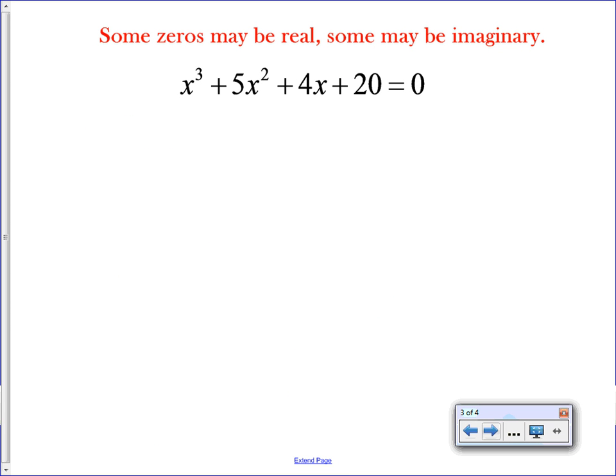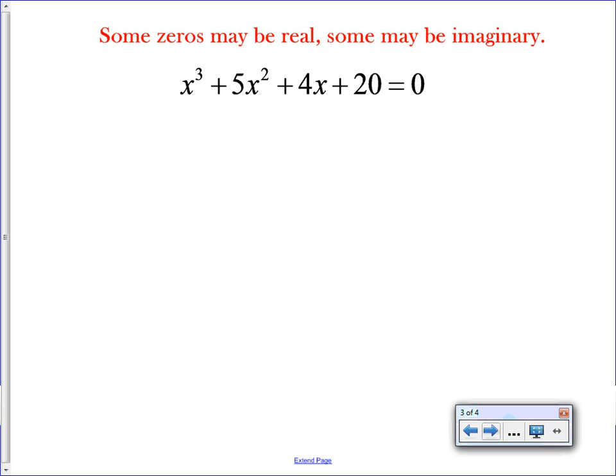Another thing to know about zeros is that some of them might be real numbers, but some of them might be imaginary, and imaginary answers count as well. So for this polynomial, we're expecting 3 answers, right? We have x to the third power as our degree. So we're expecting 3 solutions, but they may not all be real numbers.